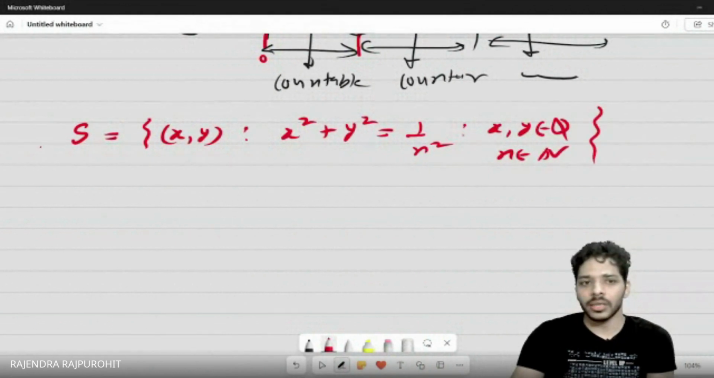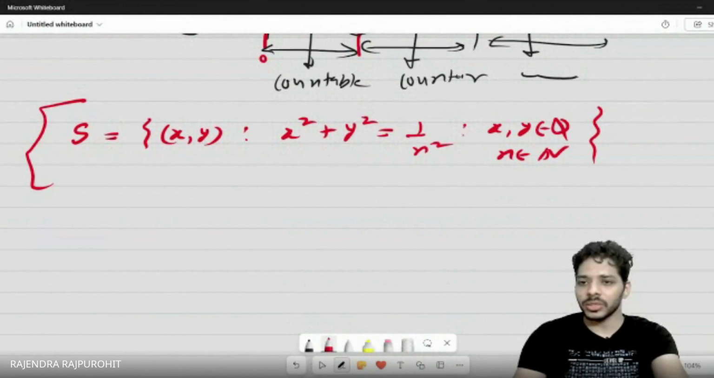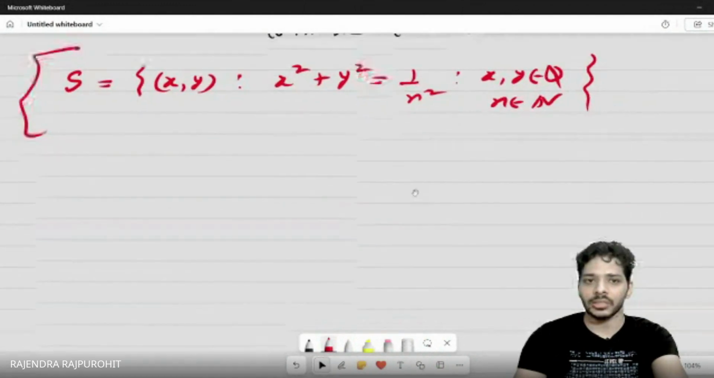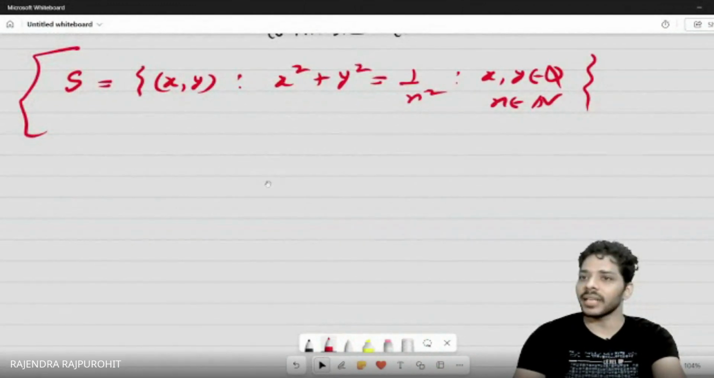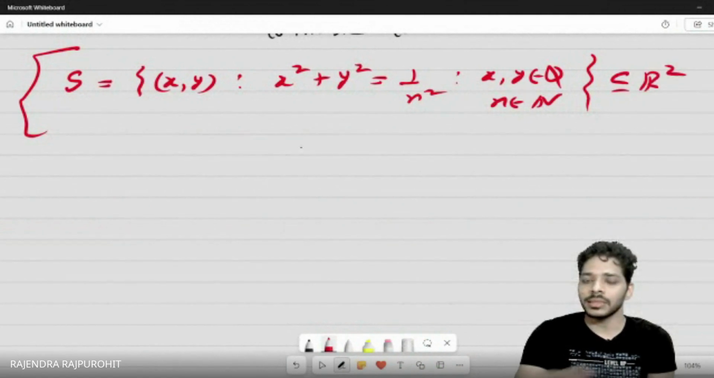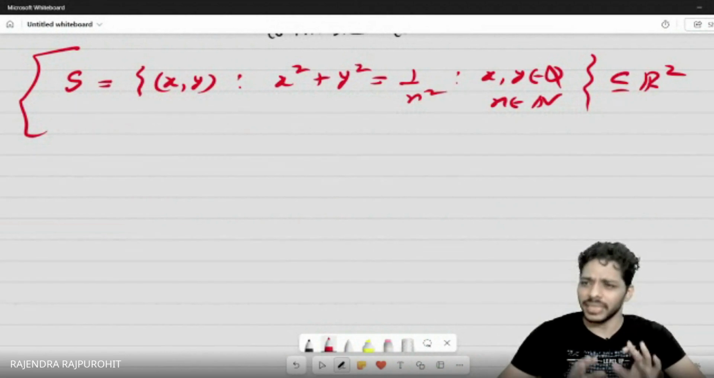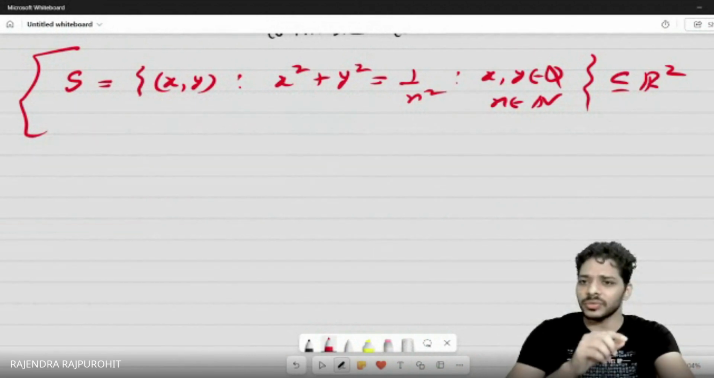Now, can anyone tell me whether this set is countable or not? Anyone want to answer this? You have a collection of all those ordered pairs in R2. This is a subset of R2, such that x square plus y square equals 1 by n square for some n, whatever n you choose. I think it is for all n.